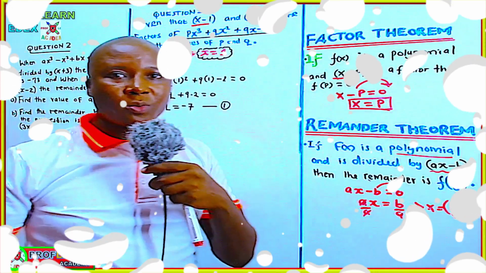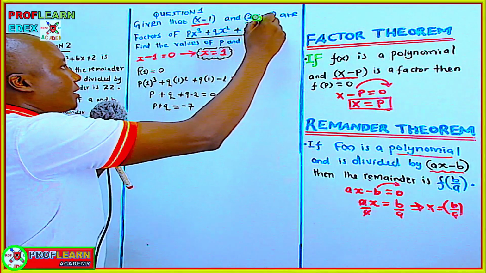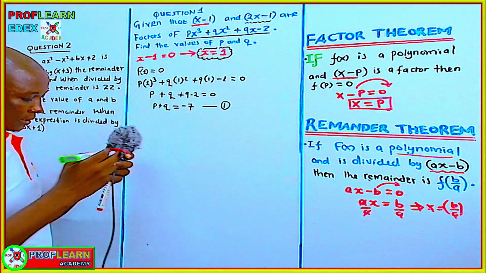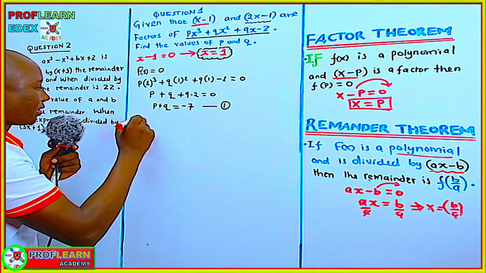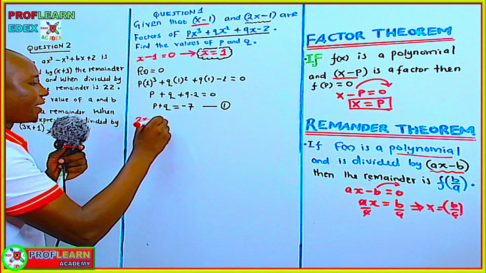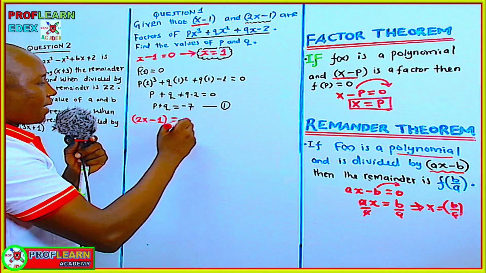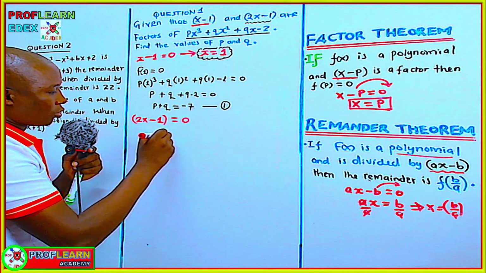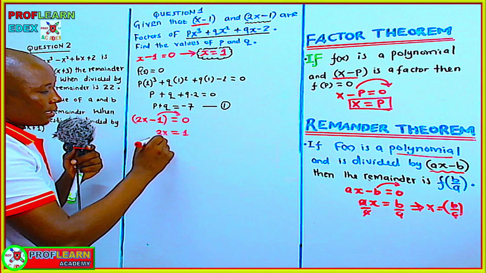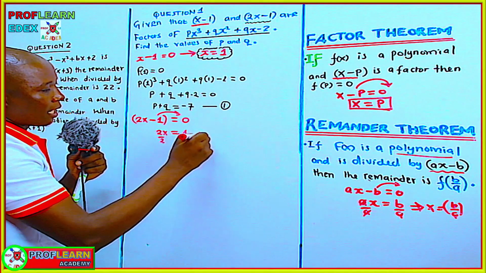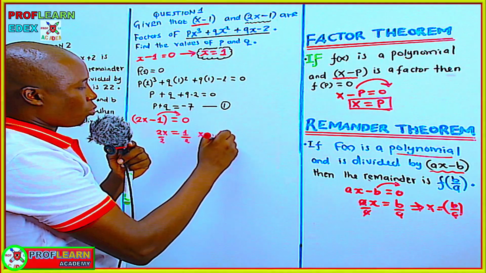Next thing that we're going to do, once we have formed the first equation, is consider the second factor that we were told here. The second factor was given as 2x minus 1. Then we equate that to 0 as well, and then it means that 2x is equal to 1, because now I've taken 1 on the other side, and divide by 2, our x is going to be equal to 1 over 2.